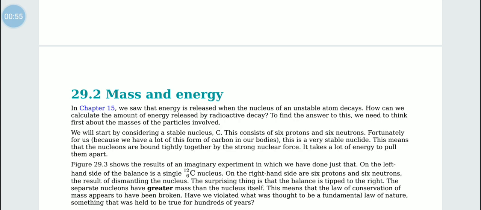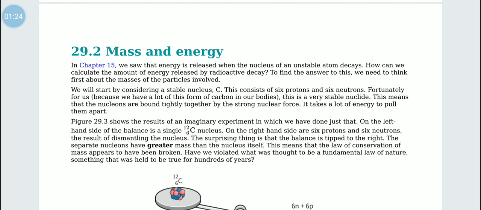comparison purposes. Now in carbon we have 6 protons and 6 neutrons, and it is a highly stable nuclide. If it was not, that would be a big problem for us, because we are made up of a lot of carbon. So the nucleons are tightly bound together with the strong nuclear force, and to pull them apart we need a very high amount of energy. So they don't naturally disintegrate because of its strength.